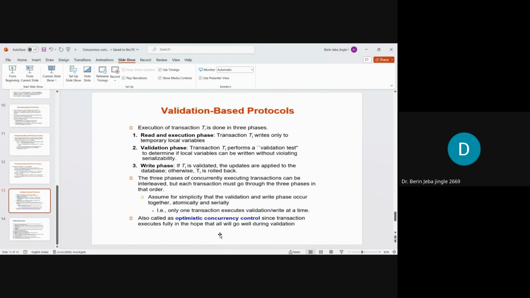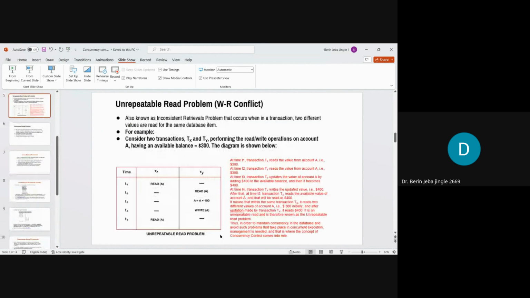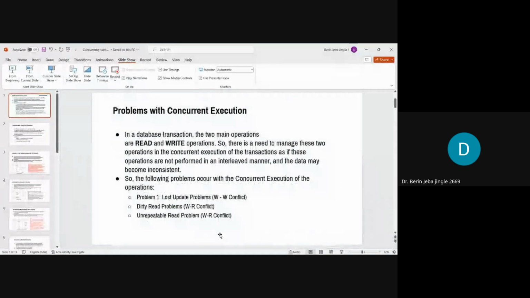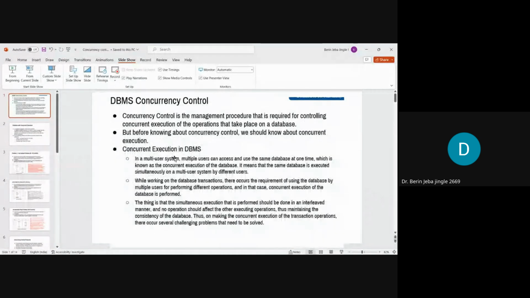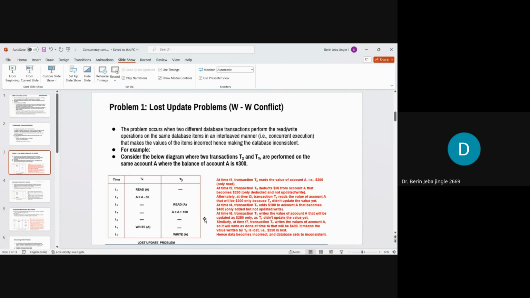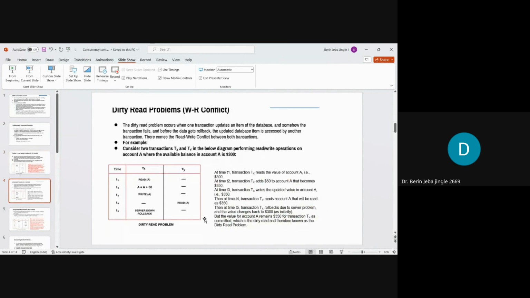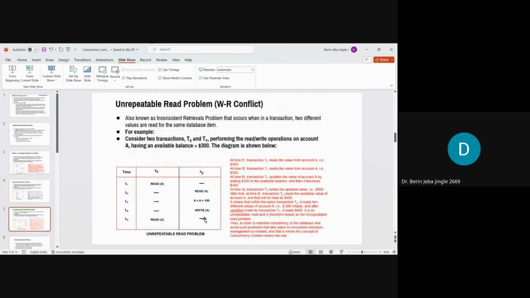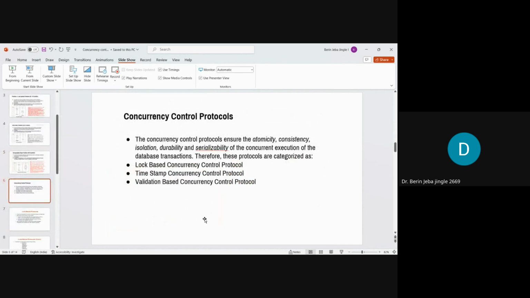Let us recap what we have studied. First, what is concurrency, execution, then problems. The main operations are read and write operations. When we perform read and write operations, if we do concurrent execution of transactions, it causes some problems. Three problems are there: lost update problem, dirty read problem, then unrepeatable read problem. In order to overcome these problems, we go for concurrency protocols.